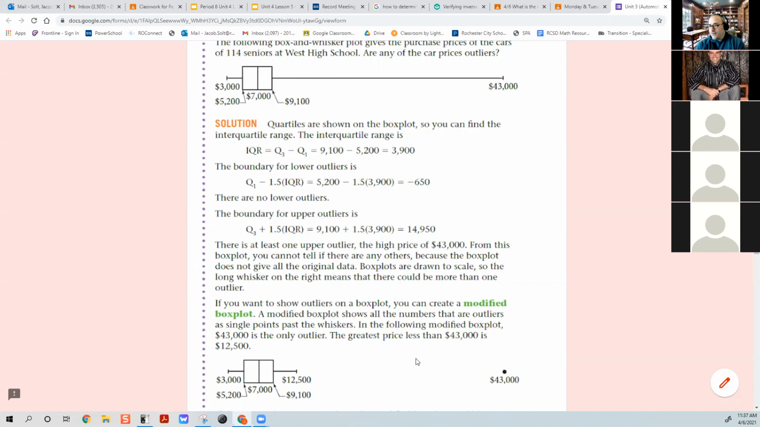All right, so from this box plot, we can't tell if there are any others because the box plot doesn't give us the original data, right? There could be other cars in here. There could be somebody with a $23,000 car, but we would never know because the box plot doesn't give us that kind of information. Box plots are drawn to scale, there should be a number line. So the long whisker on the right means that there could be more than one outlier.